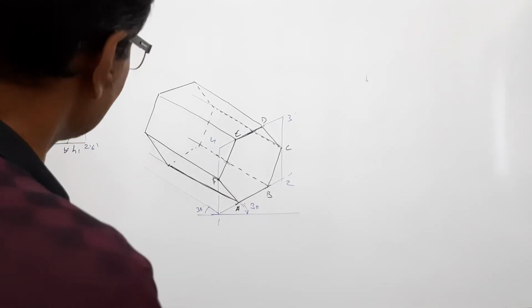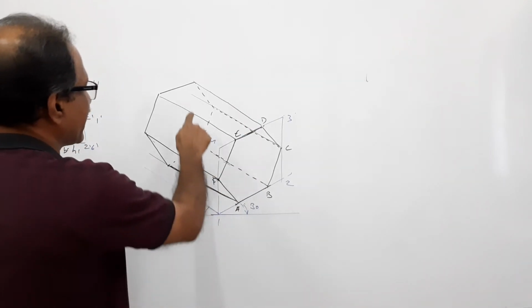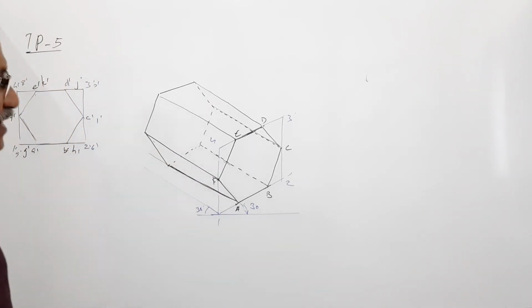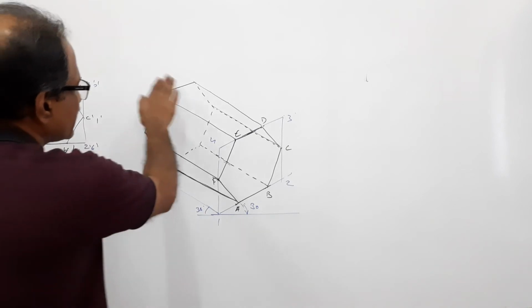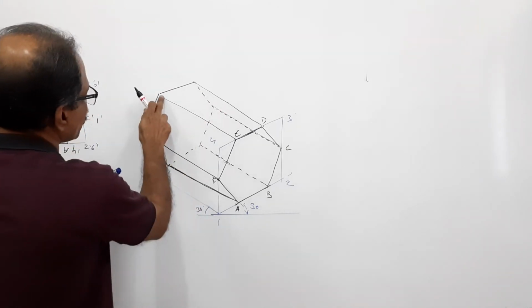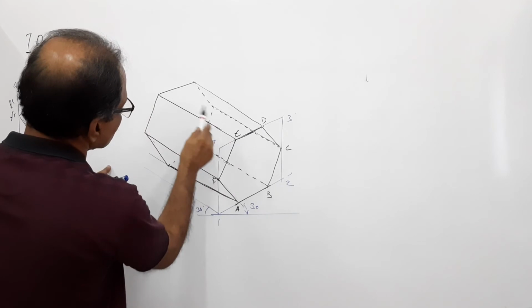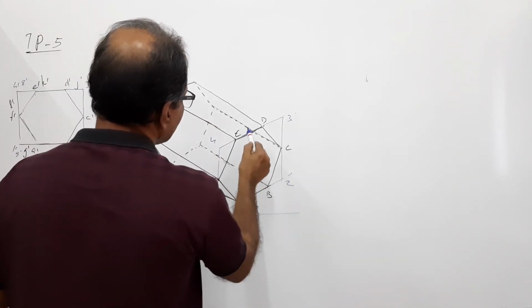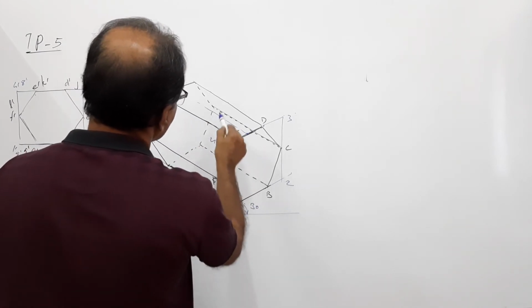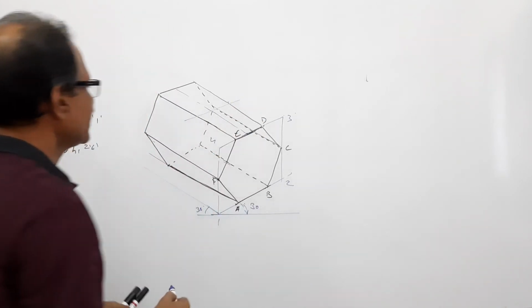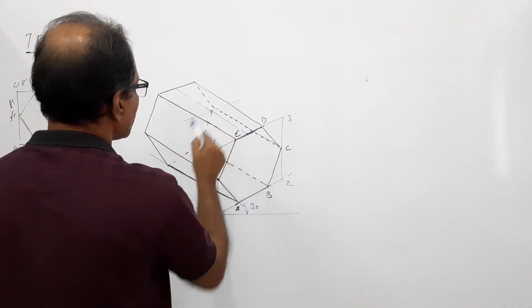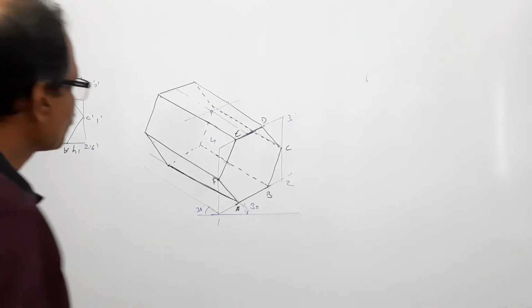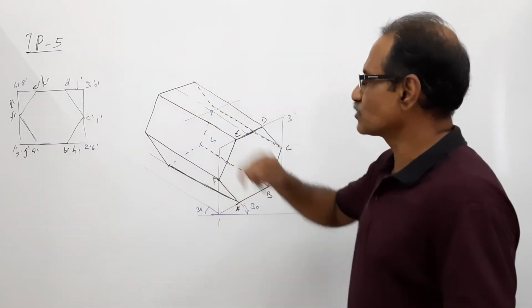How is the prism? The hexagonal prism is lying on the ground on a rectangular face. Agreed? Now, which is the top rectangular face? This is the top rectangular face. Where is its center? You can find out the center. Get its center, connect them by a line. That's the geometrical center of the top rectangular face. Agreed?